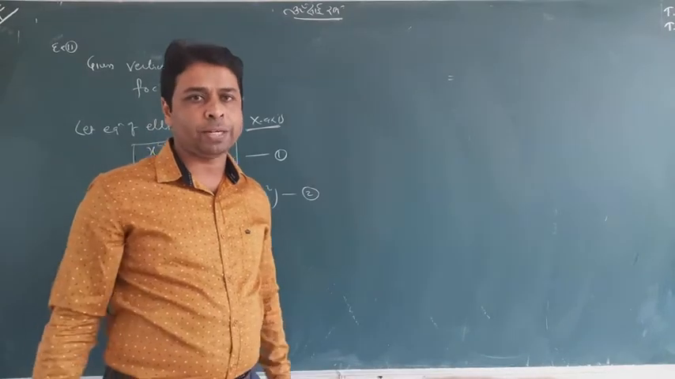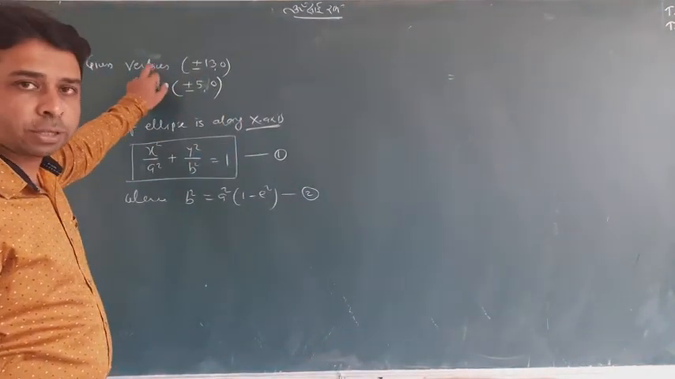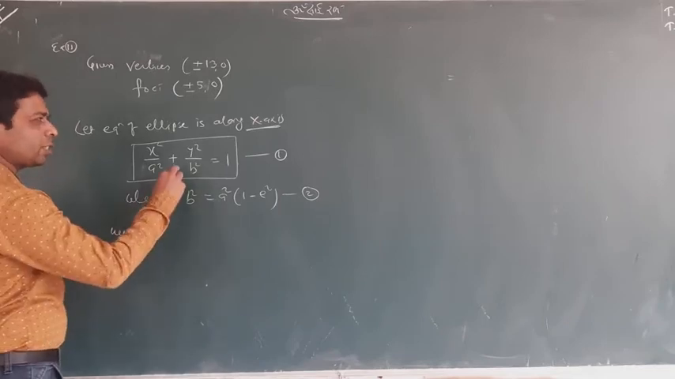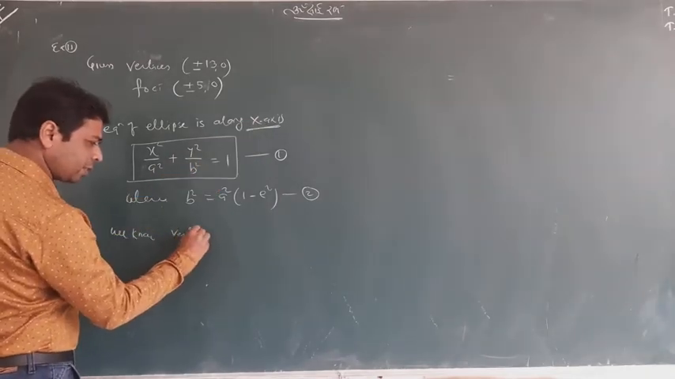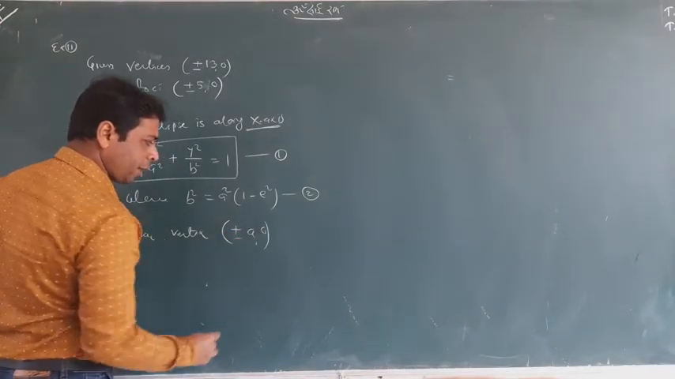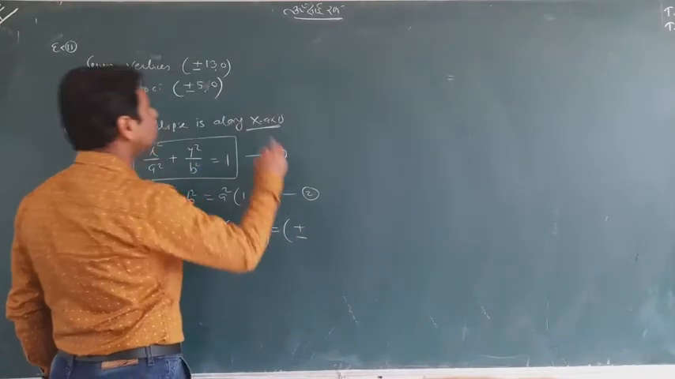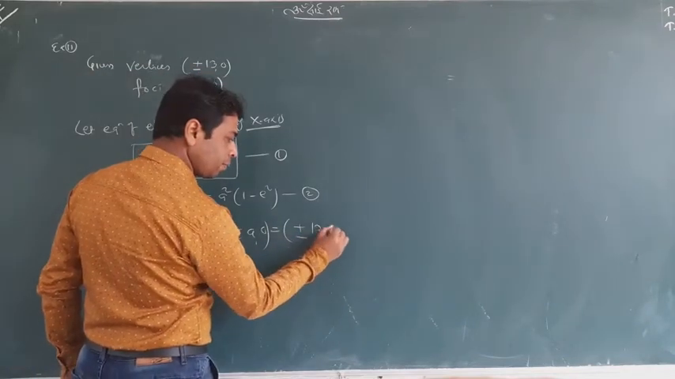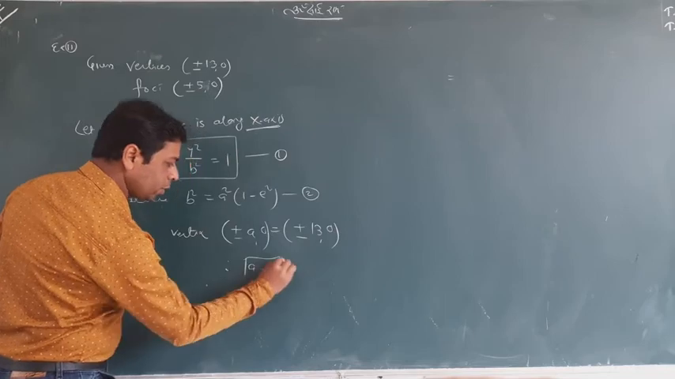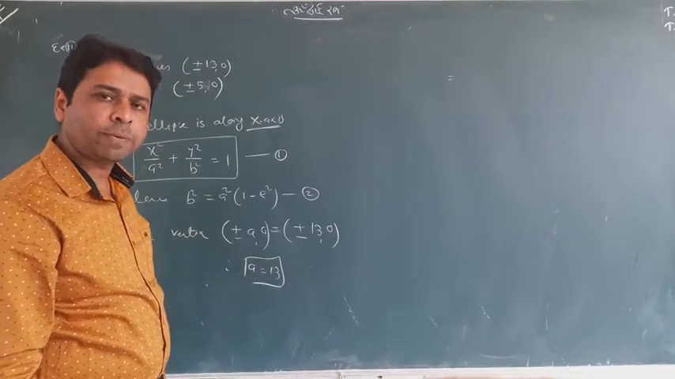So okay, I will find them. First, I will go with the vertex. Look at it. We know in this case, when it is along the x-axis, the vertex is plus minus a, 0. You know it, and it is given already as 13. So can you compare? So a equals 13. You have got the value of a.